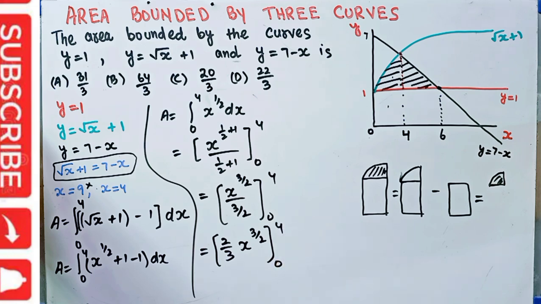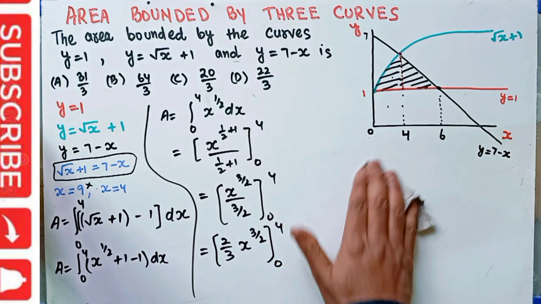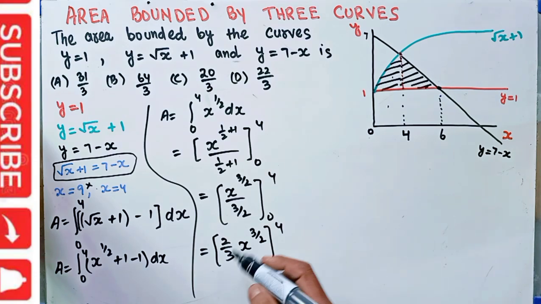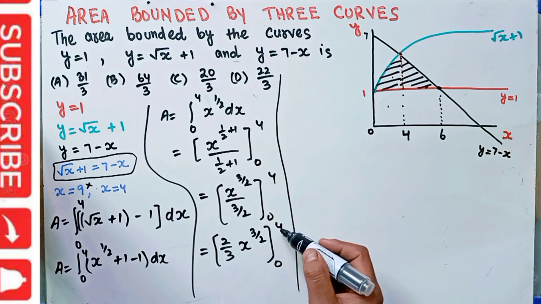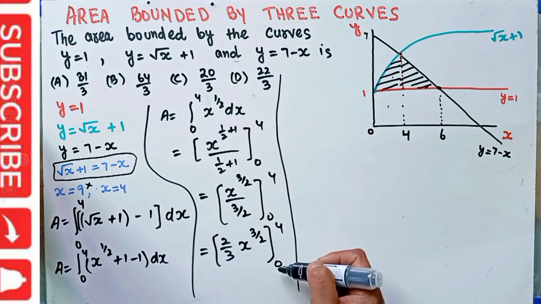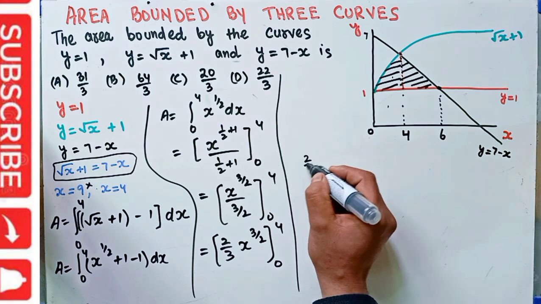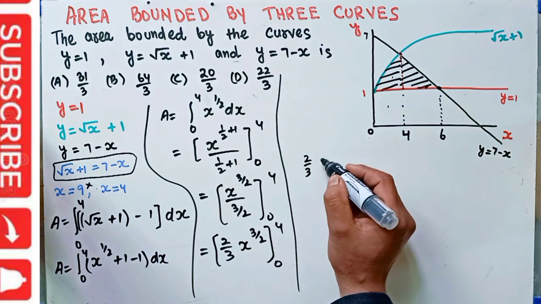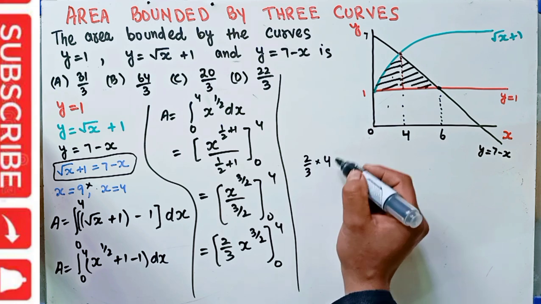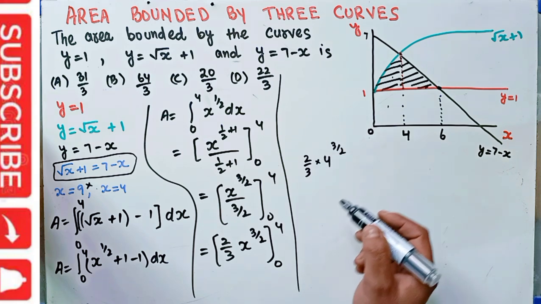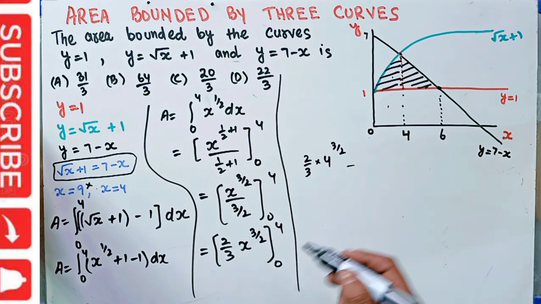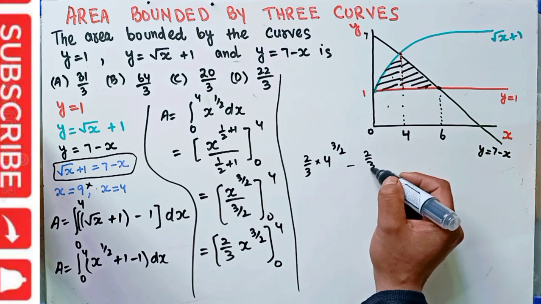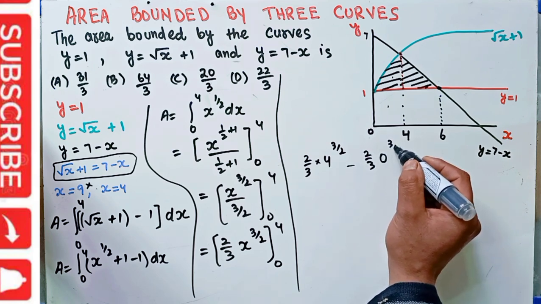I am just dragging this; otherwise these steps are not required, but for the sake of understanding I am doing this. So first we evaluate it when x is equal to 4, then we subtract and evaluate it at the lower limit, when x is equal to 0. So we will get 2 upon 3, and in place of x we have 4, 4 to the power 3 upon 2. Then we subtract and evaluate it at the lower limit, which is 0 here. So we have 2 upon 3, and in place of x we have 0 raised to the power 3 upon 2.